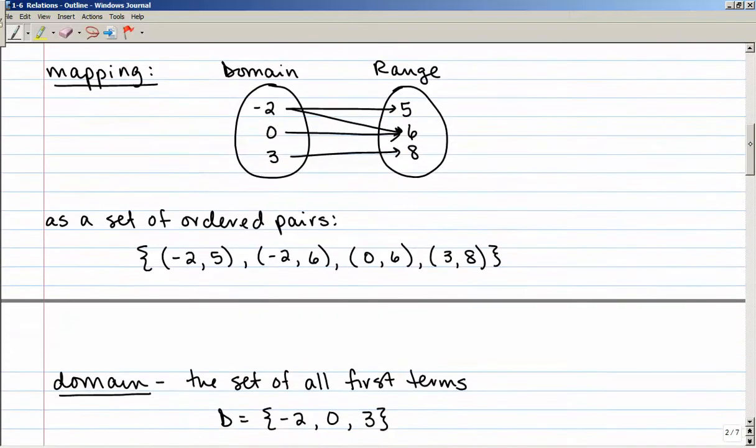Okay, so I was using the terms domain and range there without defining them. That's not really good. The domain is basically the set of all of the first terms. So you'll notice that from this set of ordered pairs, the first terms are -2, -2, 0 and 3. So my domain is -2, 0, and 3. I don't need to repeat the -2. You'll also notice that those are the 3 numbers that appeared in my domain bubble in the mapping.